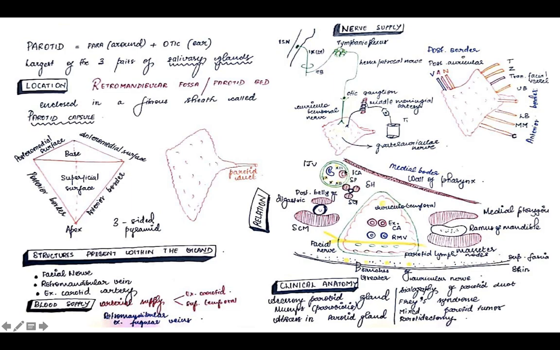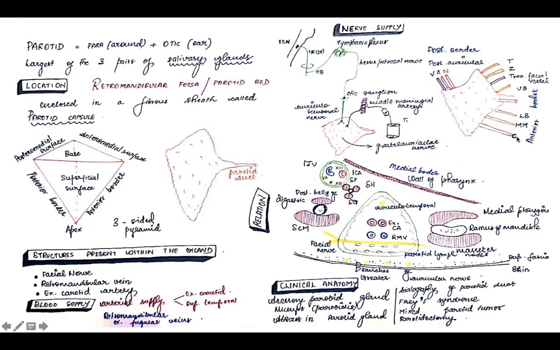Then we have the carotid sheath, which encloses the internal jugular vein, the internal carotid artery, and the ninth, 10th, 11th, and 12th cranial nerves. Okay, the structures which are present within the parotid gland: there are three structures, that is the external carotid artery, the retromandibular vein, and the facial nerve. The structure which is related to the apex of the parotid gland is the auriculotemporal nerve.